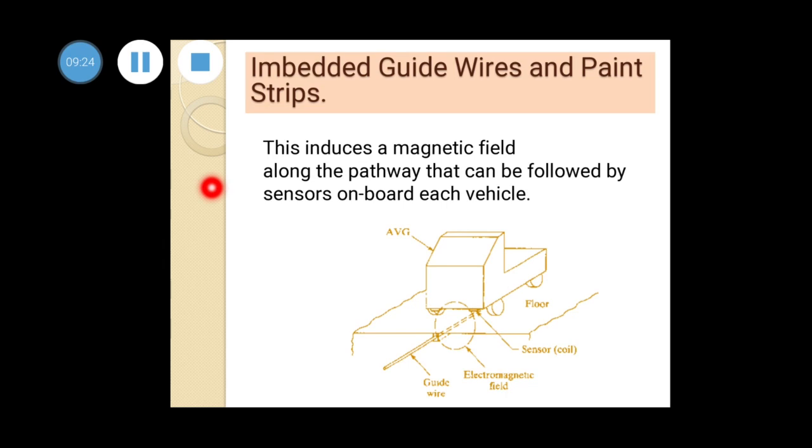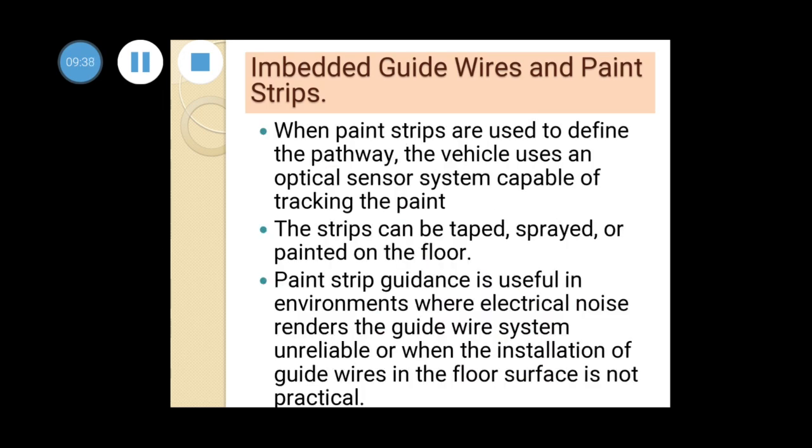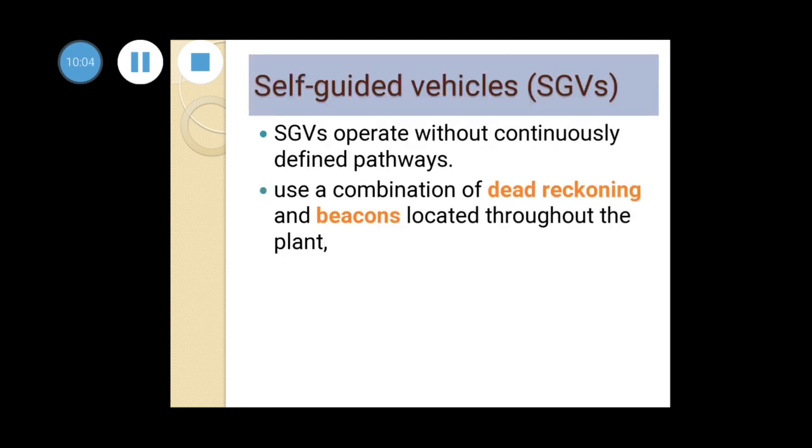You can see that when the AGV moves, there is a sensor coil that induces a magnetic field along the pathway that can be followed by sensors on board each vehicle. The AGVs have a sensor which can detect this frequency and follow the path. When paint strips are used to define the pathway, the vehicle uses an optical sensor system that will track the paint. So the vehicle will move along the paint track. The strips may be taped, sprayed, or painted on the floor. Paint strip guidance is useful in environments where electrical noise renders the guide wire system unreliable, and when the installation of guide wires in the floor surface is not possible. So this kind of paint strip system is used in most of the AGVs.